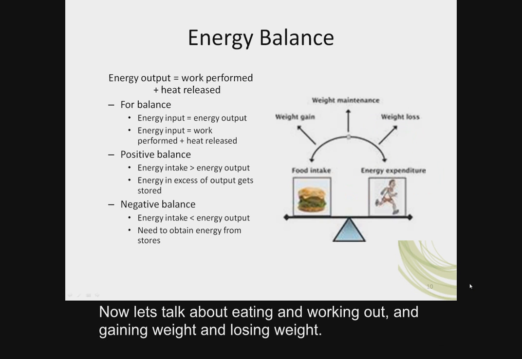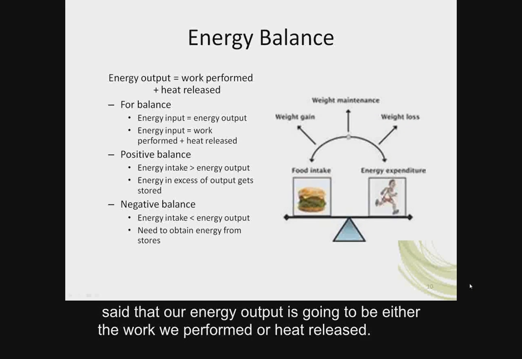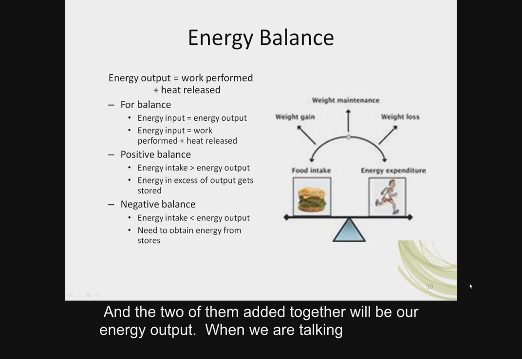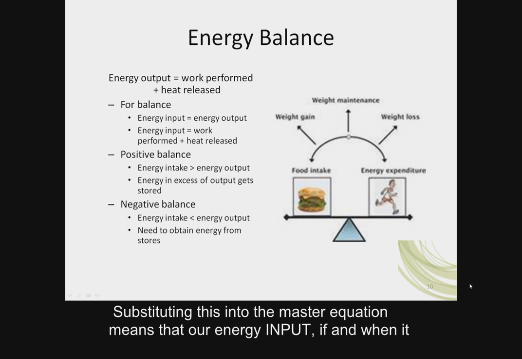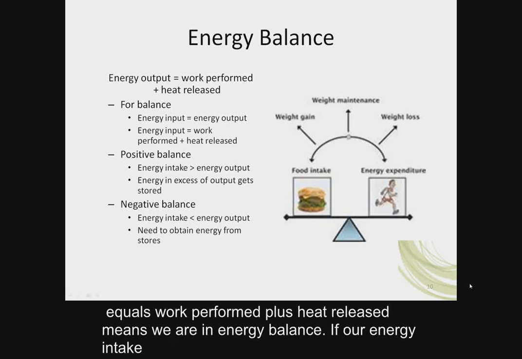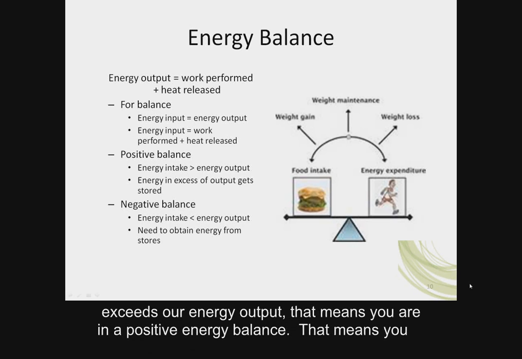Now let's talk about eating and working out and gaining weight and losing weight. I just said that our energy output is going to be either the work we performed or heat released, and the two of them added together will be our energy output. When we are talking about energy balance, we're talking about energy input equaling energy output. Substituting this into the master equation means that if our energy input equals work performed plus heat released, we are in energy balance.